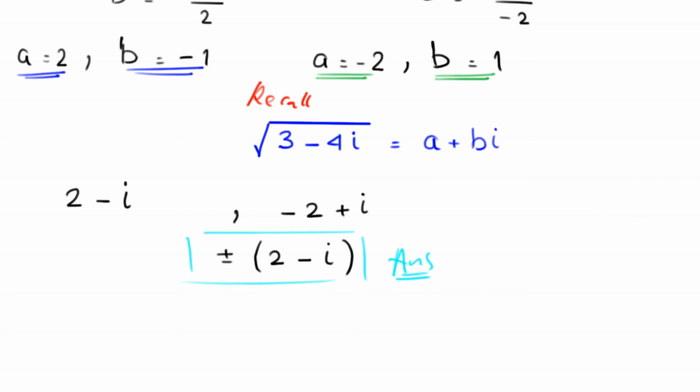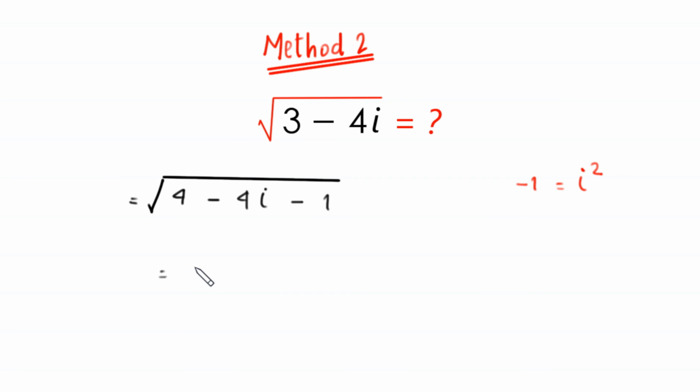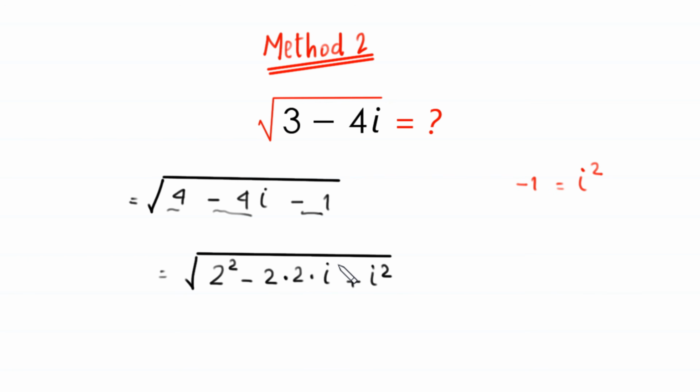Now let's solve this problem by method 2. In this method, we write this expression as the square root of 3 minus 4i, which can be written as 4 minus 4i minus 1, and because negative 1 is equal to i squared, we can rewrite this expression as the square root of 4, which can be written as 2 squared, plus i squared, and we write this negative 4i as negative 2 times 2i.